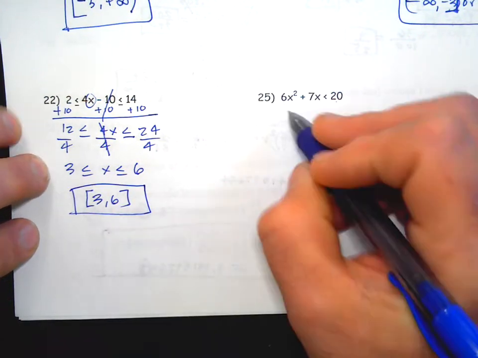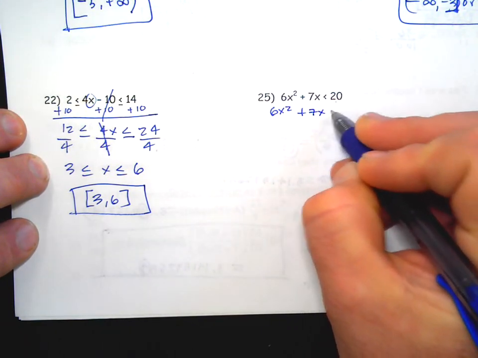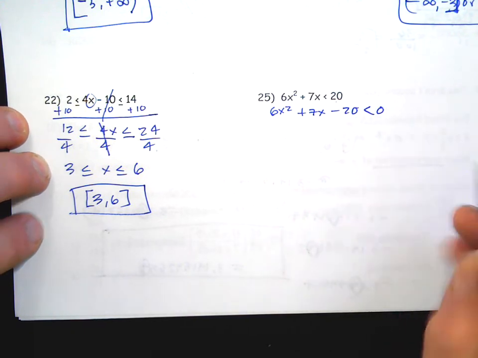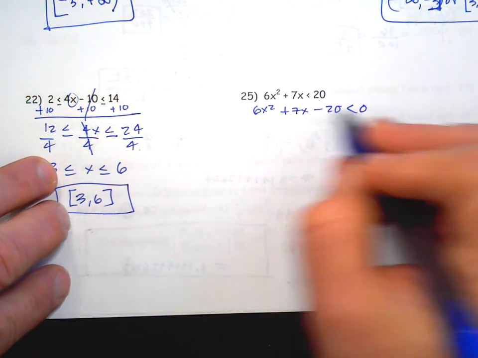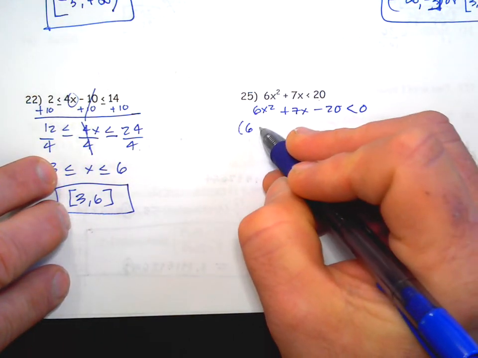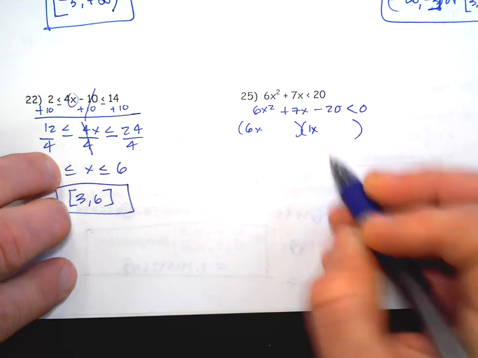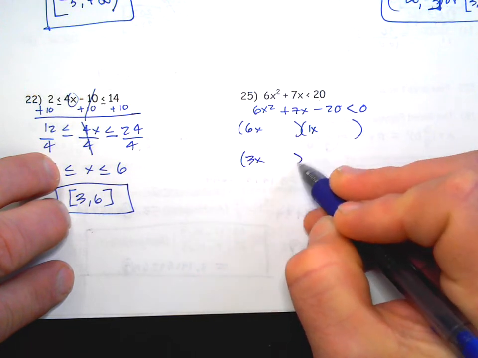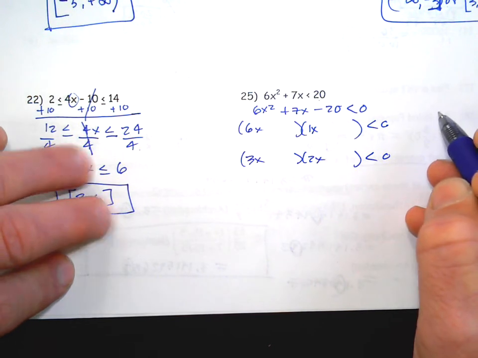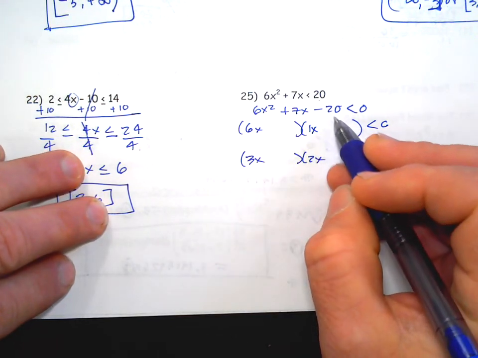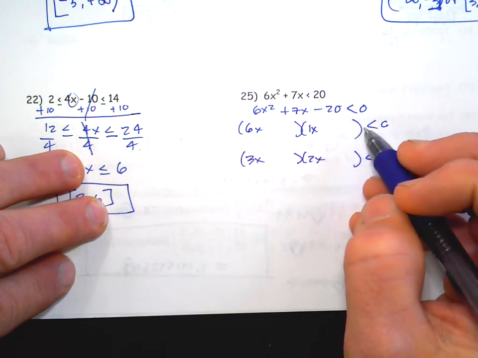Okay. This one, 6x squared plus 7x minus 20 less than 0. So in general, in polynomial inequalities, you're going to move everything to one side, equals 0. Try and factor it. GCF first. There is no GCF. So then you got to find a pair of numbers. It's either 6x and 1x, or it's going to be 3x and 2x, right? You're going to still have the less than 0. And then it's got to be pair numbers that multiply together to get negative 20, but then can be combined with the first terms to get 7.